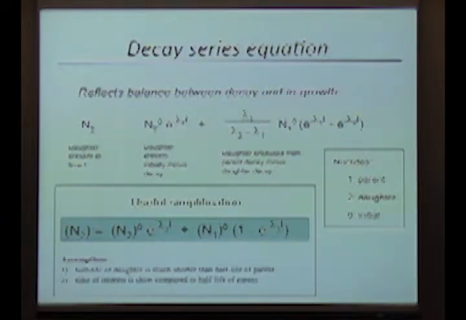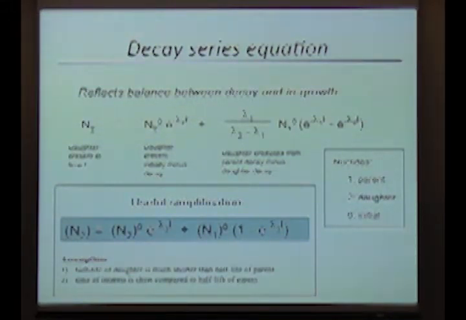And that's a pretty safe assumption. That means that in this term here, lambda 2 minus lambda 1 is effectively approximated by lambda 2. Then we can multiply through by lambda 2 and convert these to activities, which is an easier thing to deal with. And then the second assumption that we make is that the time that we're interested in, in terms of dating, is short with respect to the half-life of the parent.